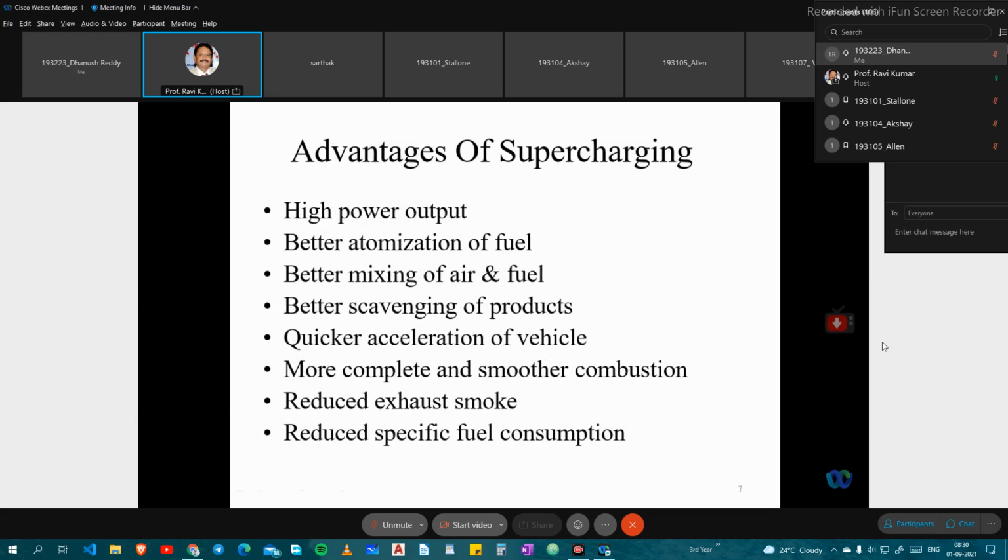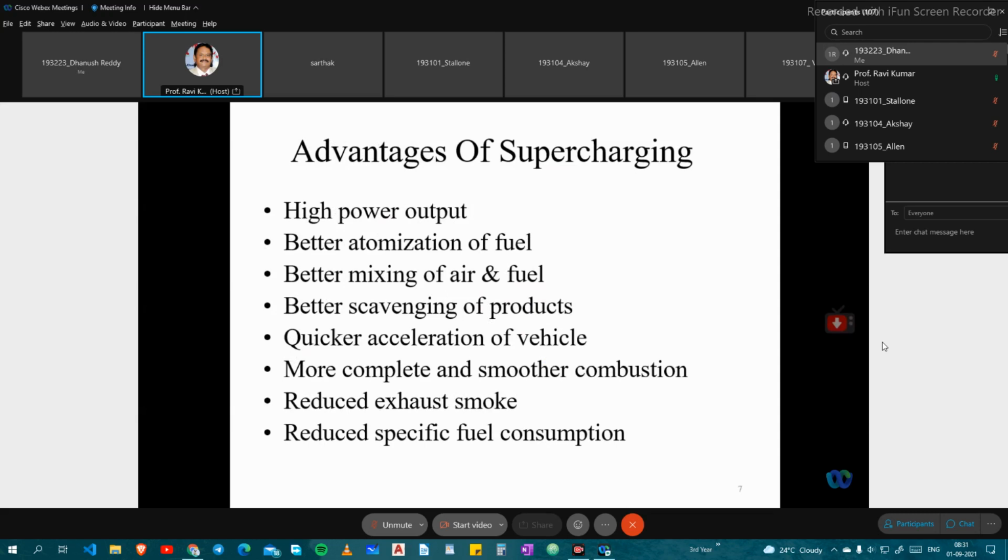Supercharging has a very good effect, giving better combustion and high power output and thermal efficiency. I'm talking about the high power advantage. High power output comes from the engine, and if you have 50% efficiency and connect a supercharger, it may increase to 60 to 70%, and even more than 80%. You have clean air going inside the engine, the oxygen percentage is higher, the fuel quality is good, there is better atomization of the fuel in diesel engines, and better mixing of the air and fuel ratio.